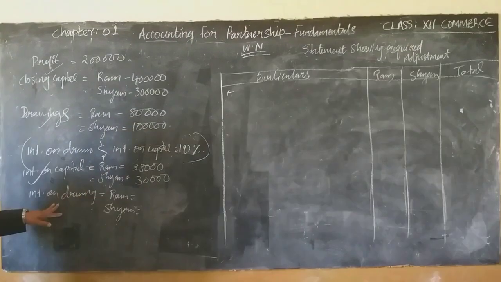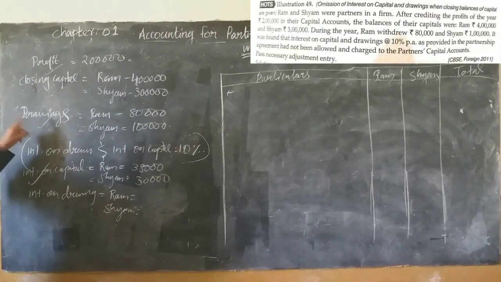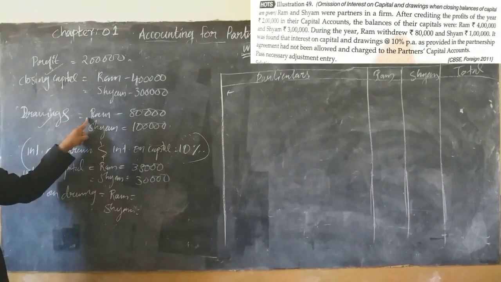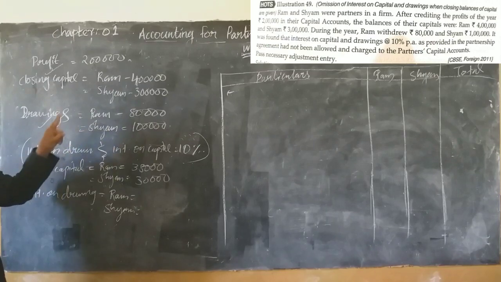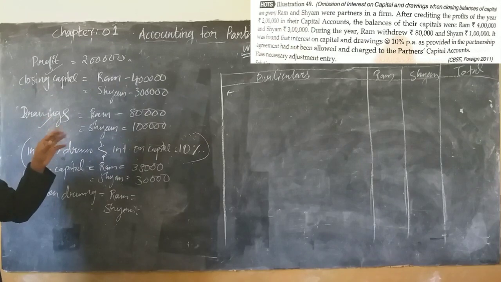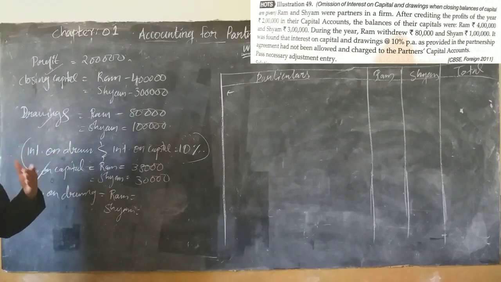Interest on drawing, I will find out the interest on drawing. So Shyam's drawing is given, 80,000. The date is not mentioned, so what we will assume is that he has withdrawn the amount throughout the year. So for 6 months we will charge interest on drawing.